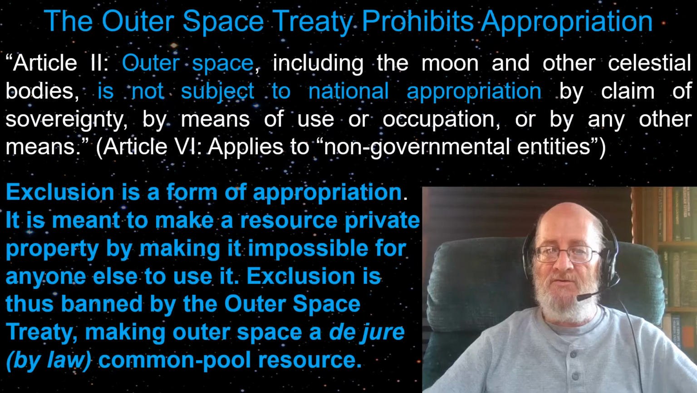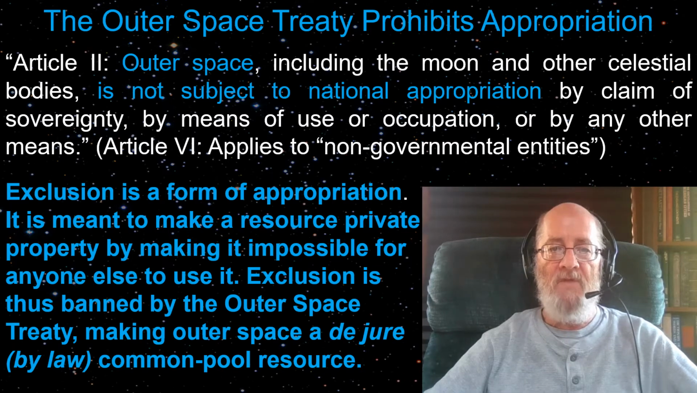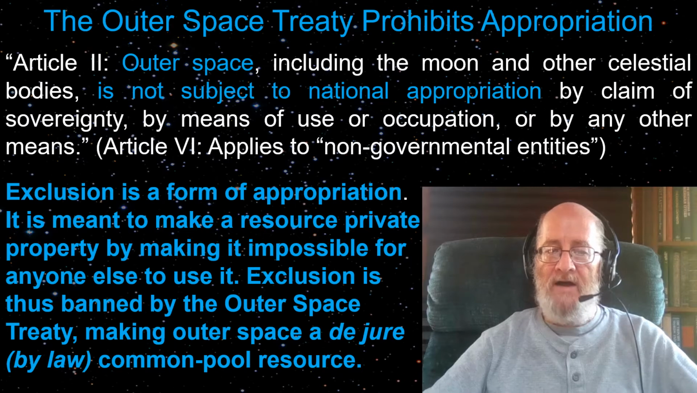Why is this analysis important to us? It is because exclusion equals appropriation, and appropriation is prohibited by the Outer Space Treaty, often called the Constitution of Space Law. Article 2 of the OST states that outer space, including the moon and other celestial bodies, is not subject to national appropriation by claim of sovereignty, by means of use or occupation, or by any other means.